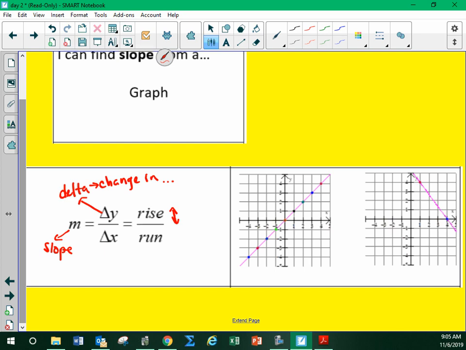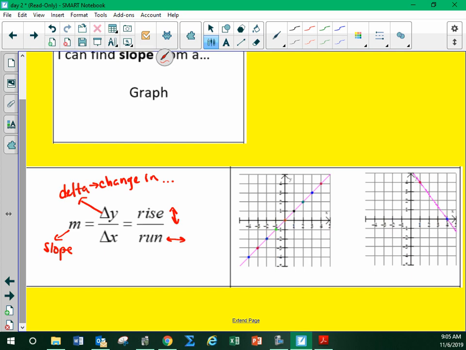Now run, x. X goes left and right. We call that run. How much do we change left or right? So however much you went up or down goes on top of our fraction. How much you go left or right is on the bottom of our fraction. And then that is our slope, whatever fraction we get.